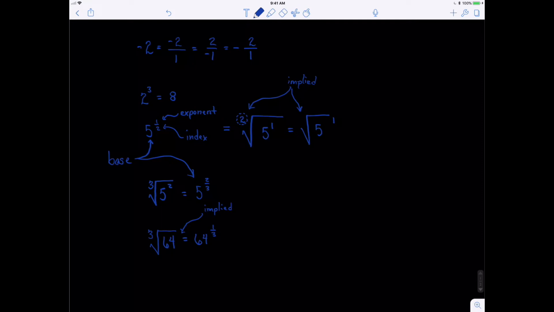Implied. Now, but let's see if we can do better. Notice that 64, well, 64 can also be 8 squared. It's also 2 to the 6 if we wanted. You might even remember that it's the same as 4 cubed.